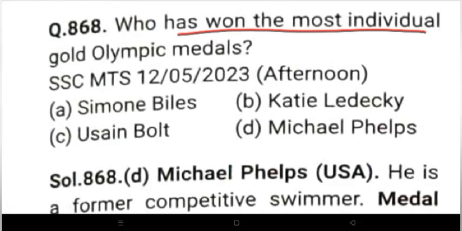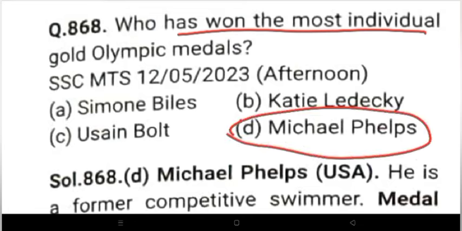Who has won the most individual gold Olympic medals? Michael Phelps. Michael Phelps won the most individual gold Olympic medals.